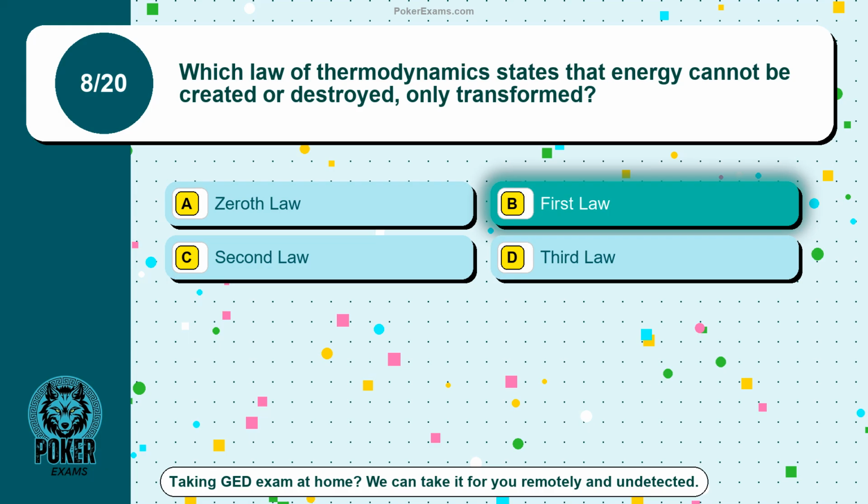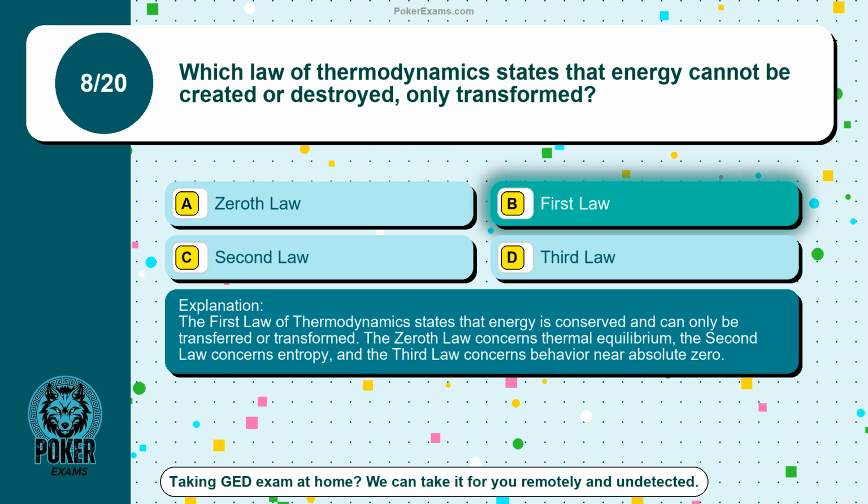The correct answer is option B. First law. The first law of thermodynamics states that energy is conserved and can only be transferred or transformed. The zeroth law concerns thermal equilibrium, the second law concerns entropy, and the third law concerns behavior near absolute zero.